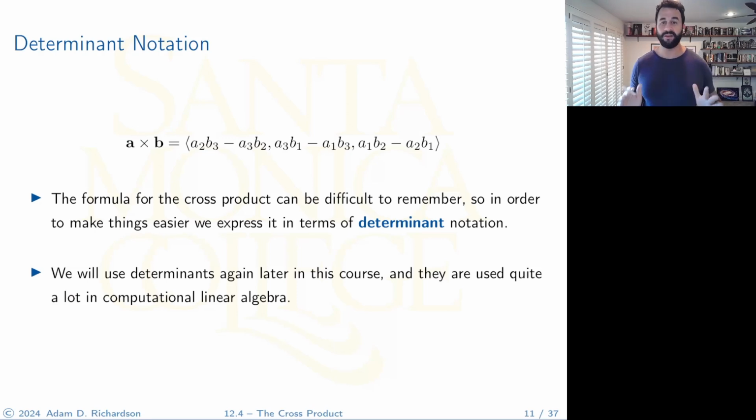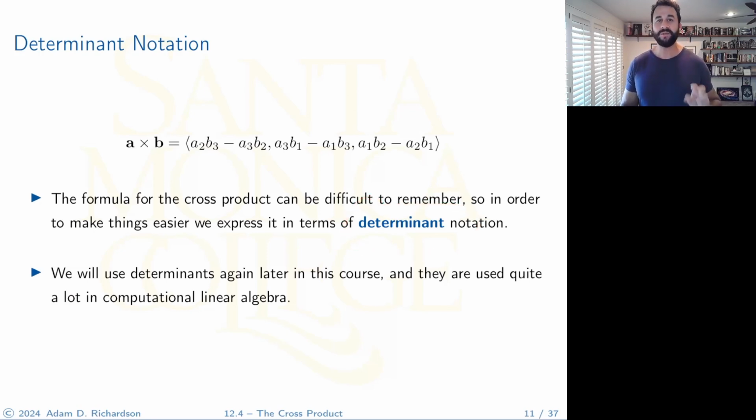So I don't know how many of you were thinking this, but when I originally saw this a while ago, looking at this just seemed like a nightmare. Like, how am I going to remember that? I know I'm going to mess up all the products. I'm going to mess up which one comes first, which one's where. So to help us with that, we use what's called determinant notation.